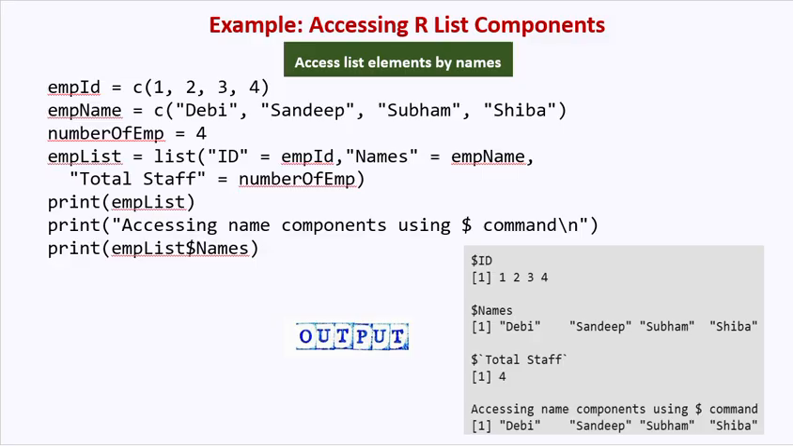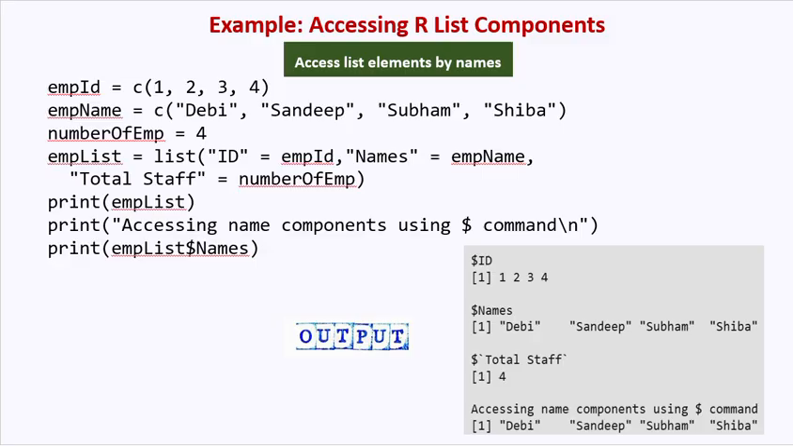So this dollar always refers to the component's name in the list, and the name of the list is EMP list. By putting EMP list dollar names, we are accessing the component named names from the list EMP list. You see the output where we displayed the complete list. It shows the ID, then the complete name list and along with the total number of staff. This is the list we created.